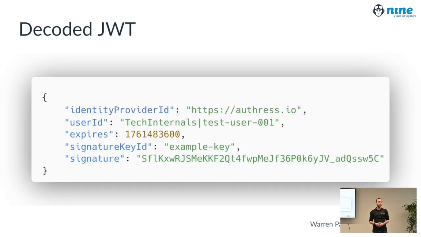This is a decoded JWT. We have the identity provider that generated it, the user that it represents. If you're the holder of this token, well, that means that you are effectively this user. You can impersonate this user. You are that user. It expires at some point. I've set this one to shortly expire right before this talk. And there's some data to help you verify that signature.